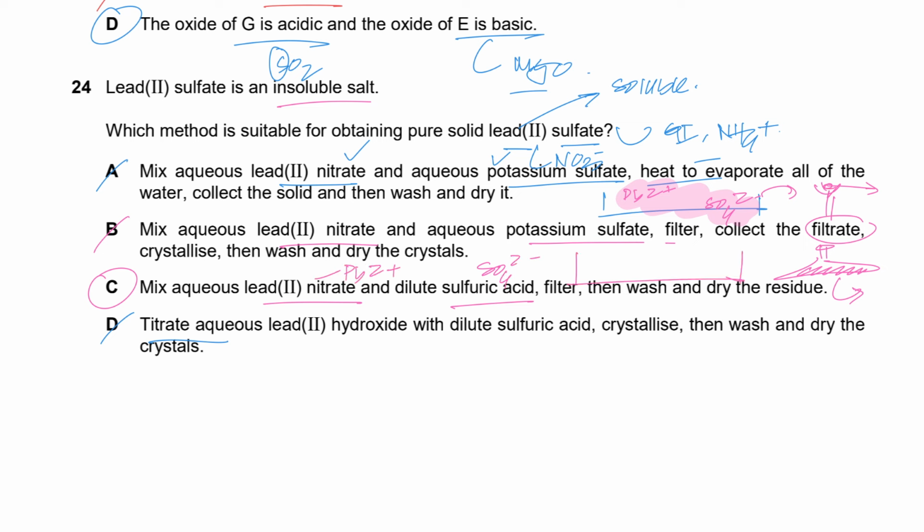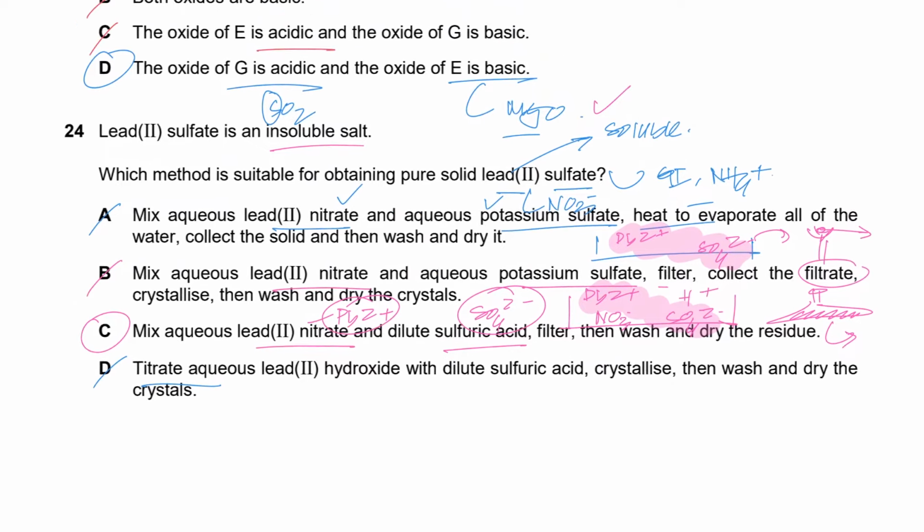So instead of taking, normally we do this, but as long as you have the SO4 2 minus ion coming into contact with the lead 2 plus ions, because you would have lead 2 plus ion, nitrate ion, H plus ion, SO4 2 minus ion. The SO4 2 minus ion is going to come into contact with the lead ion. They're going to precipitate, then you filter it, wash and dry the residue, which would be lead sulfate.